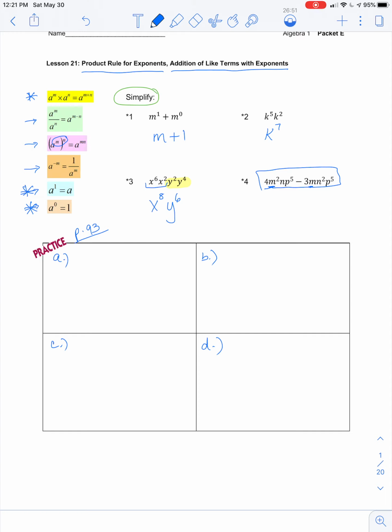And you'll see down there, you're simplifying. There's A, B, C, and D. So like the first one is x, y, x to the 4th. These are all being multiplied times x to the 3rd times y to the 5th. Okay, so those are those problems down there. You see those at the bottom of page 93, just before the problem set. So go ahead and work those out as practice problems.